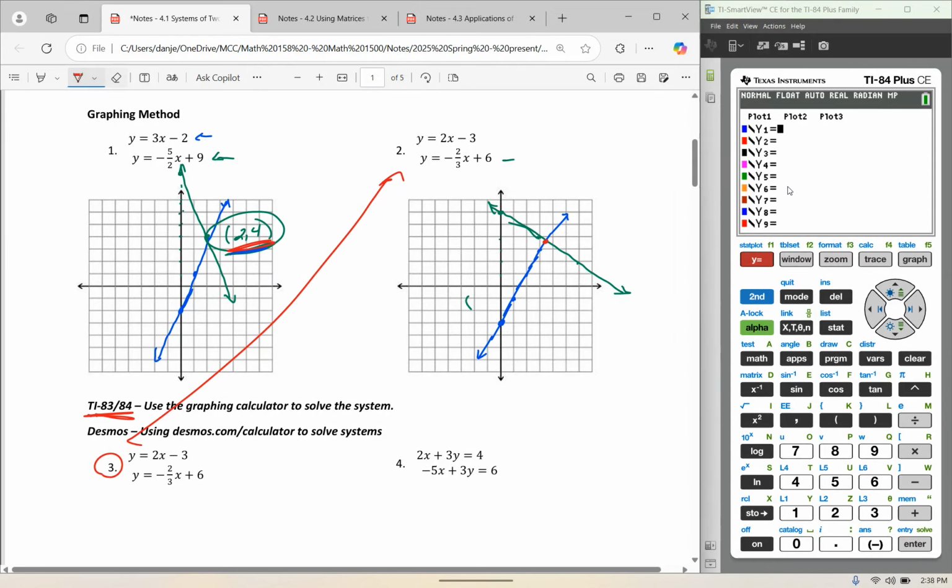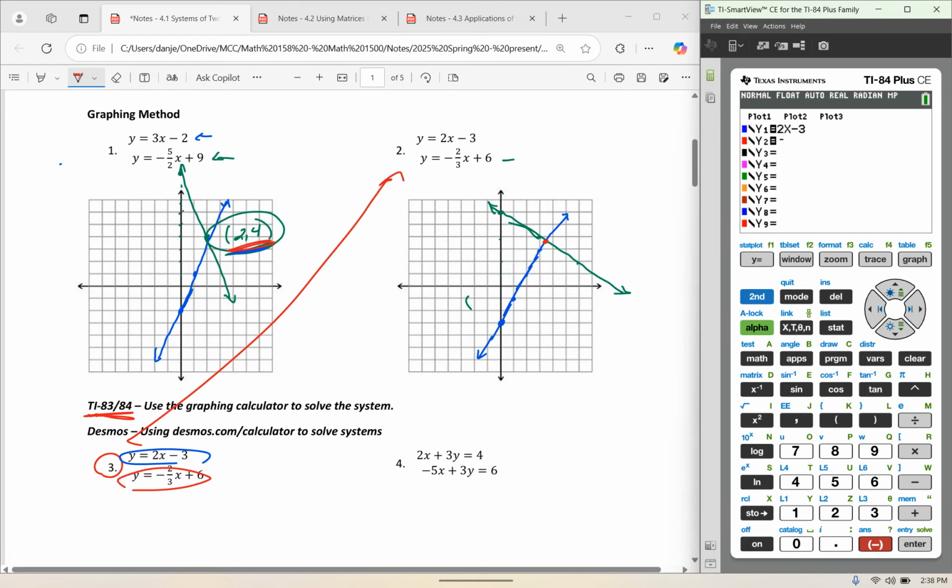The first equation is y equals 2x minus 3. So I simply type 2x minus 3. You'll notice that the y equals is already there. And then the second equation, this time I'm going to just mark it in red since that's what it's going to do in my graphing calculator, is negative 2/3 x plus 6.